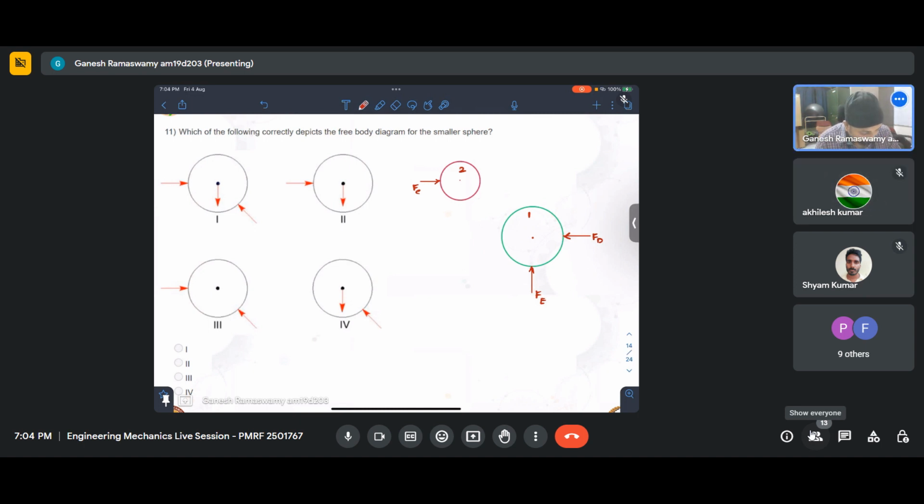I'll just get to that, 1 minute. So I have a force. We draw a line like that. Okay. Connecting the centers, I have drawn one line. I will separate this out. So I have two force interactions like that.